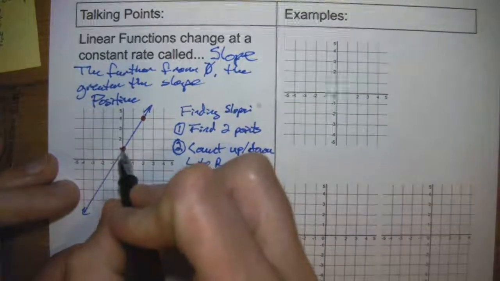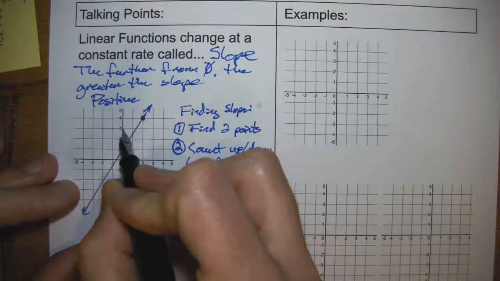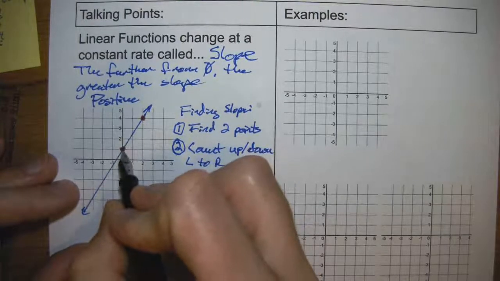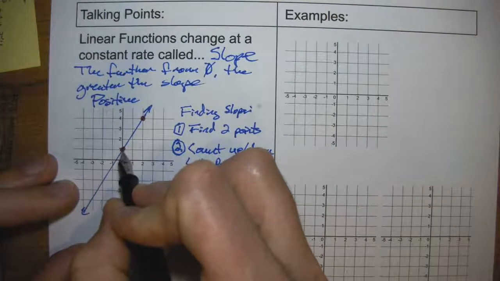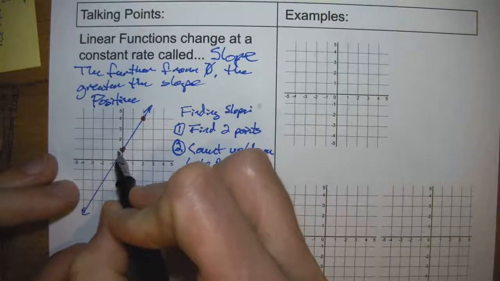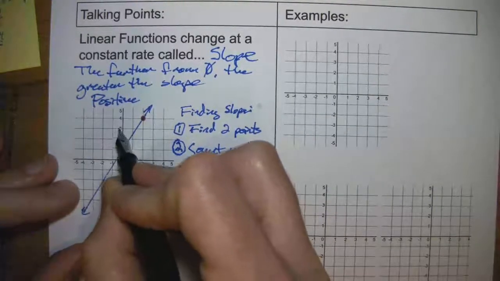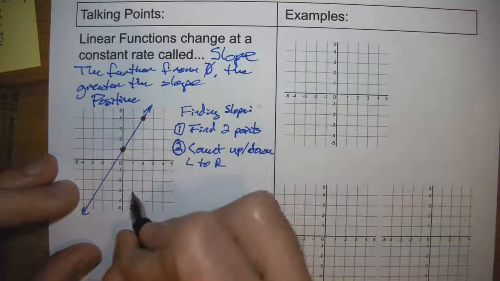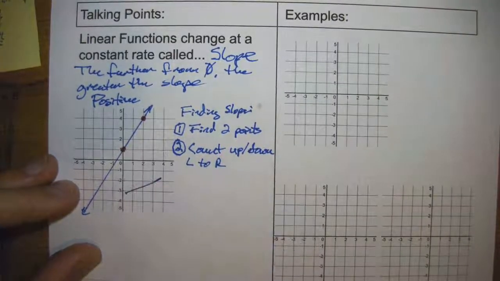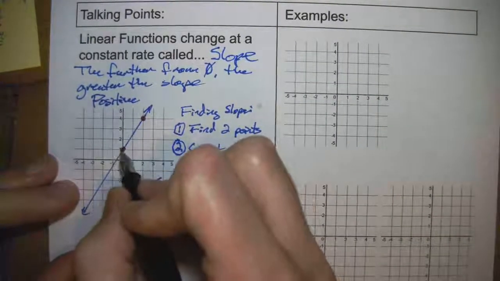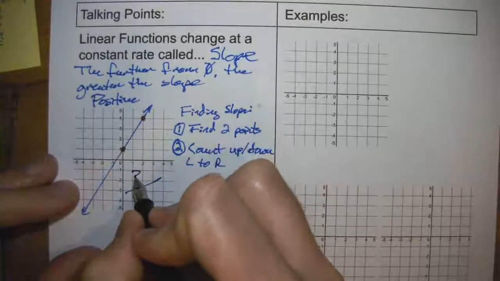So here we go. 1, 2, 3. Notice I can't start here and say 1. All right, I haven't been anywhere. So I have to count box to box. So 1, 2, 3. All right, and that number goes in the numerator of the fraction that we're going to write. So up 1, 2, 3. So that goes here.